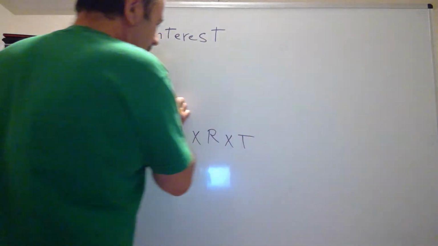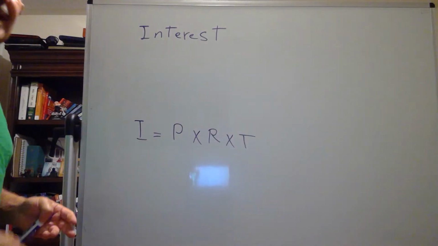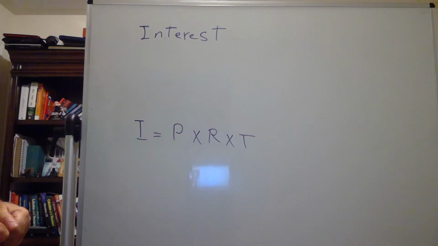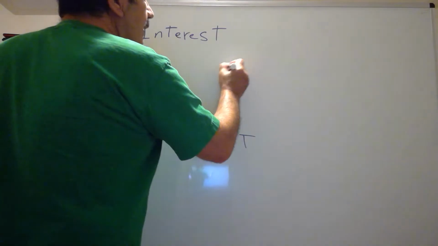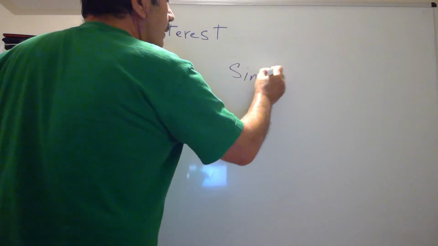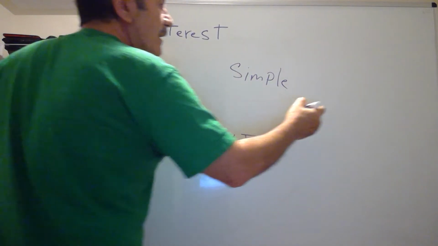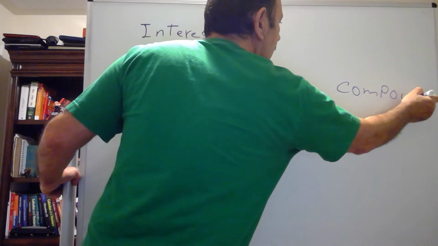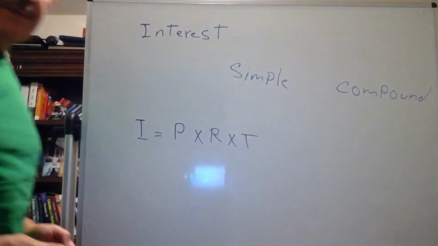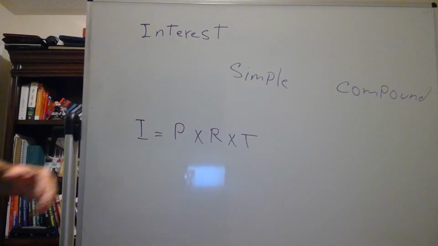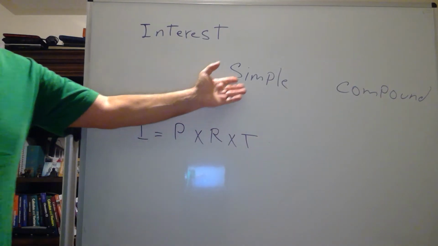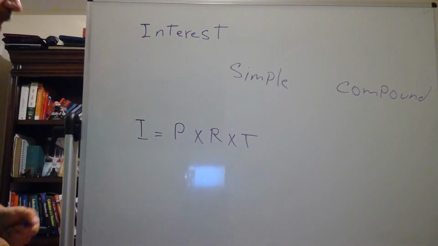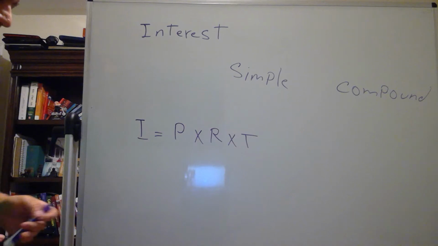And before going forward, we have two types of interest: simple interest and compound interest. I will explain simple interest first, then I will continue with compound interest. Let's use simple interest in an example.